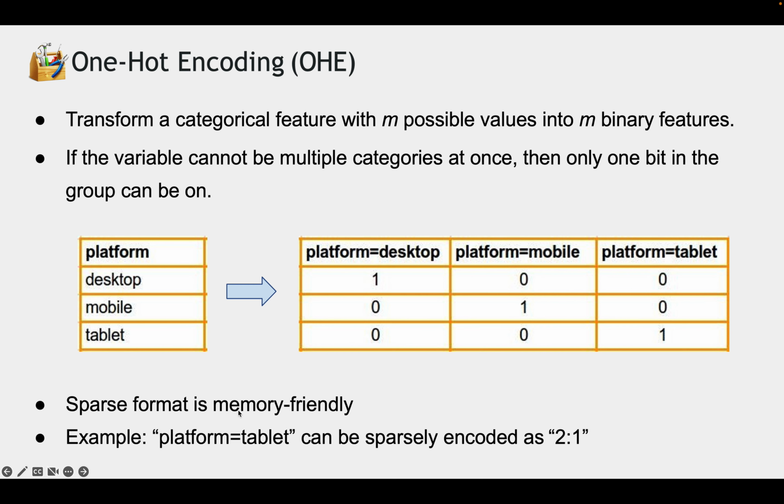Sparse format is memory friendly. Example: platform equals tablet can be sparsely encoded as 2 is to 1. How? 2 is to 1. तो इसको क्या कहो? 1 is to 1 is to 1. What? 1 is to what? I do not understand.